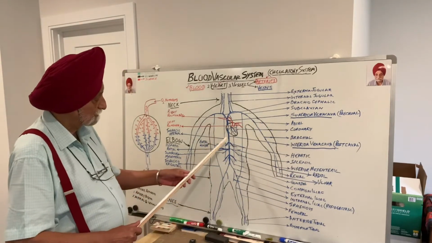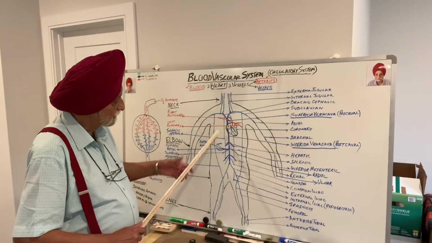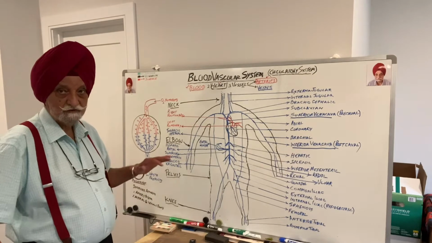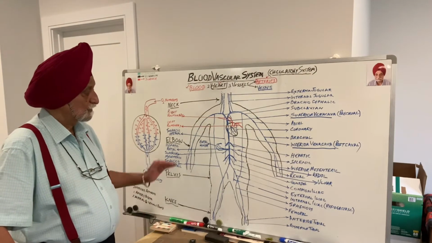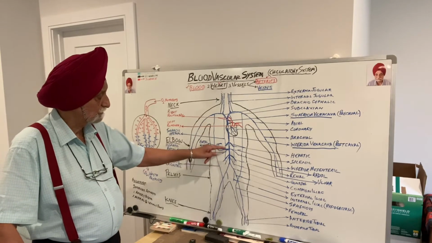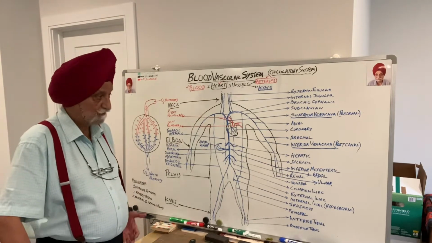The inferior vena cava or the postcaval then opens into the right auricle here. So the blood from the lower parts of the body has come into the right auricle through a big blood vessel called the postcaval or the inferior vena cava.